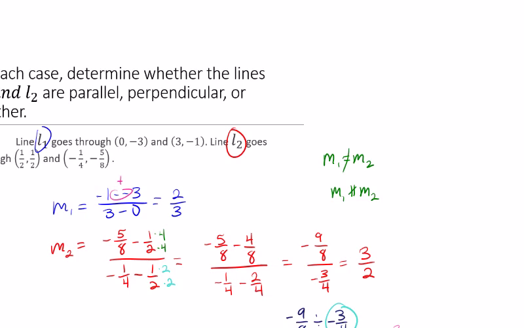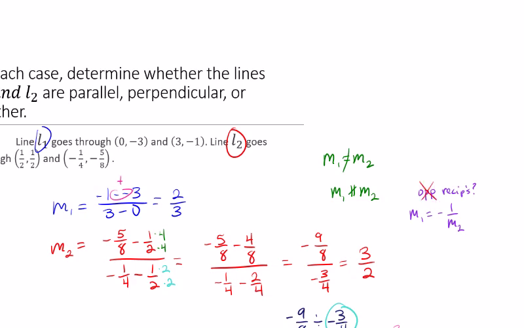All right, so the next one we'll check for is, are they perpendicular? So is M1 an opposite reciprocal of M2, right? Are they opposite reciprocals? Okay, so let's check. Are they opposites? Is positive 3/2 the opposite of 2/3? The answer is no. They're not opposites.